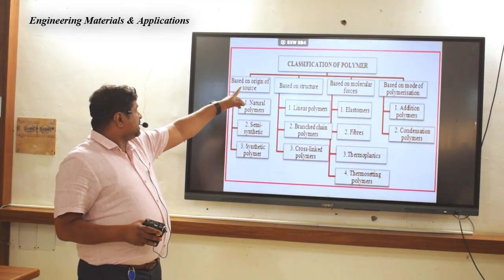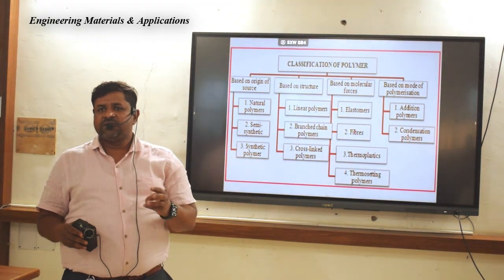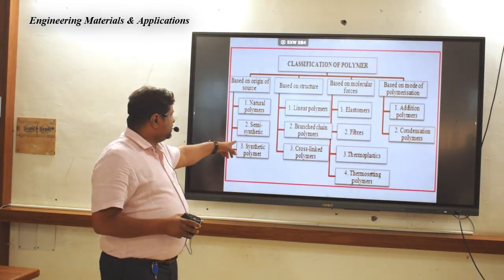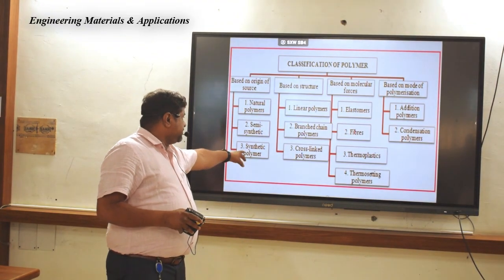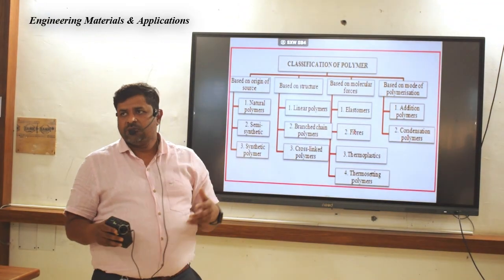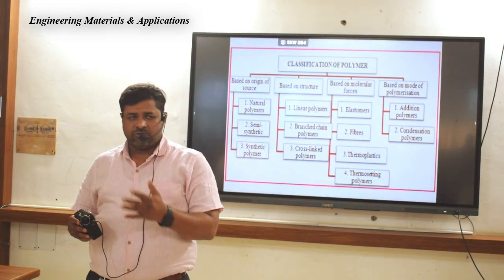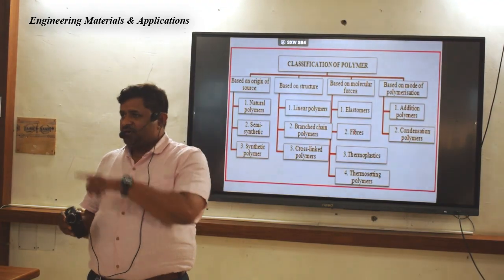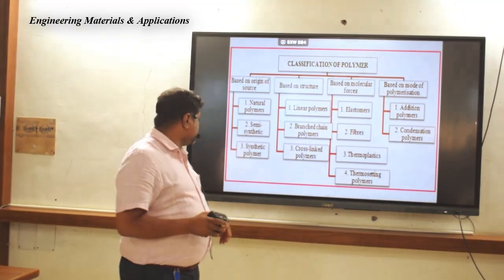So here you see classification based upon the origin, the source, where they are generated from, whether they are natural or artificial. So natural polymers, semi-synthetic polymers, synthetic polymers. Natural means rubber. What we get even from wood can also become a polymer or composite material, because we can have layers of different wood sheets. So that is also one example.